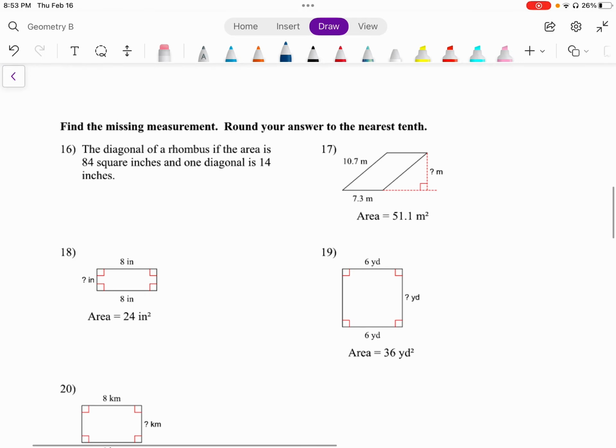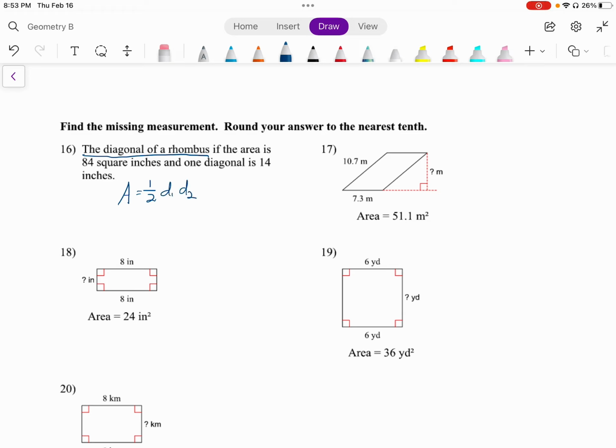This time it says find the missing measurement, round your answers to the nearest tenth. So this time we are going to be given the area and we have to find one of the measurements that's missing. So in number 16 it says the diagonal of a rhombus. So we're supposed to find the diagonal of a rhombus if the area is 84 inches squared and one diagonal is 14 inches. Well, we know the area of a rhombus is 1/2 diagonal 1 times diagonal 2.